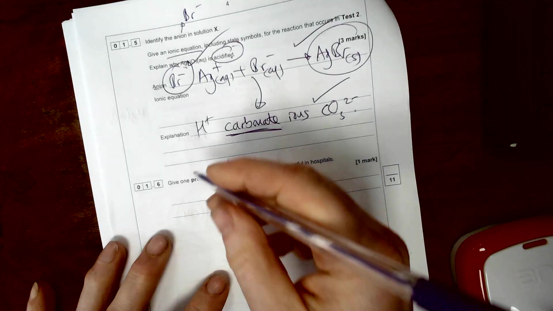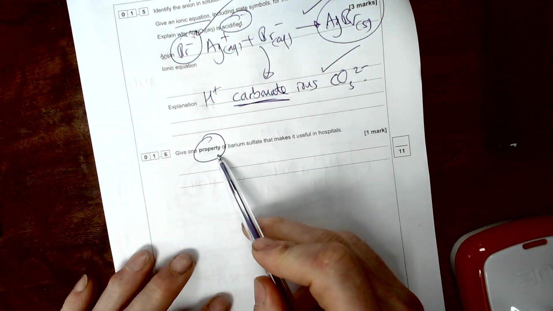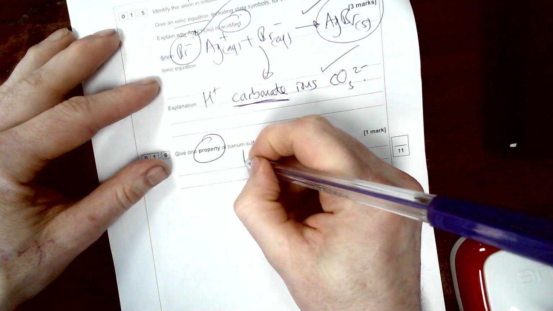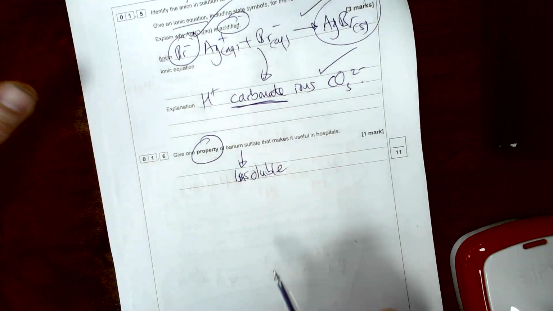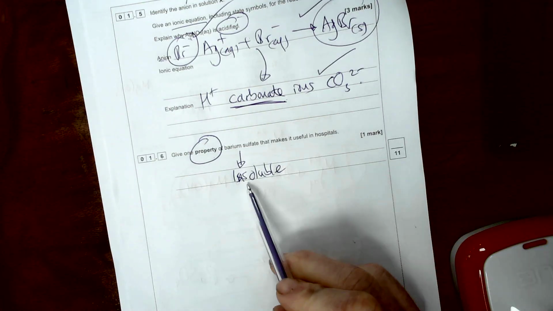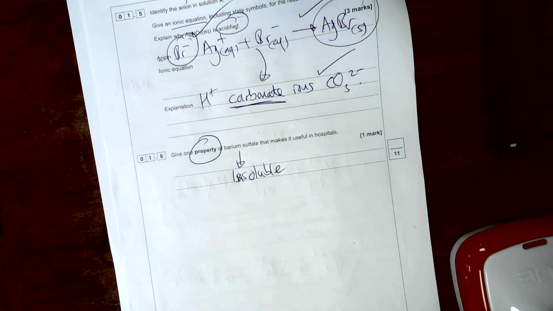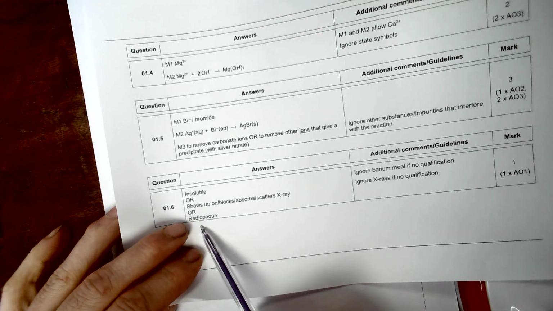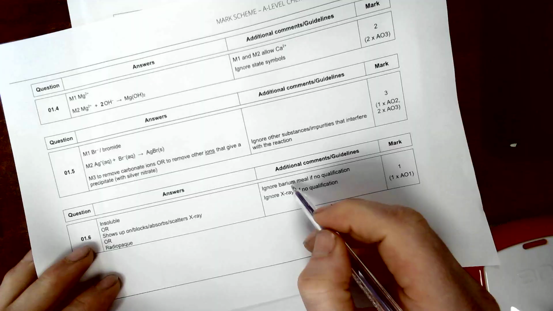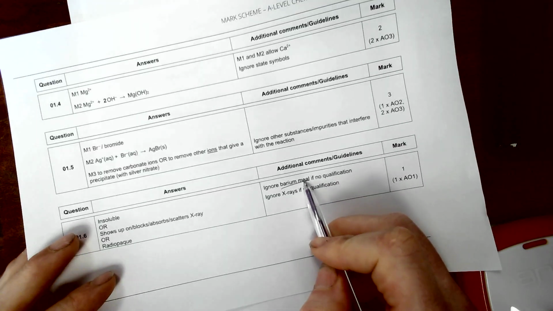Give a property of barium sulfate. A property is like this idea of it being insoluble. That's a property. Something about it. It's insoluble, or it doesn't allow X-rays to pass through it. They are properties. Some people just said barium meal. That's not a property. Okay? So the answer is insoluble, shows up on X-rays, radio opaque, not a word. Ignore barium meal. A barium meal is not a property.